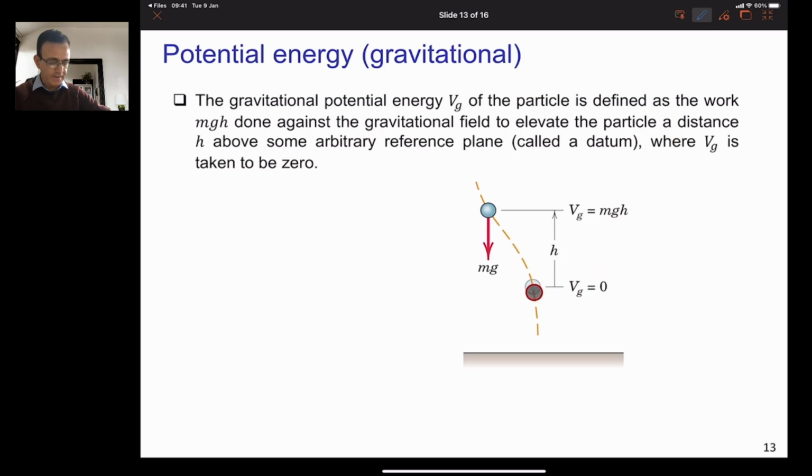So a datum point, which is this point here, is where Vg, the gravitational potential energy, is 0. If you move the body from this location to this location here, and the weight of the body is mg, the height between this location and this location is h, which is the vertical distance.